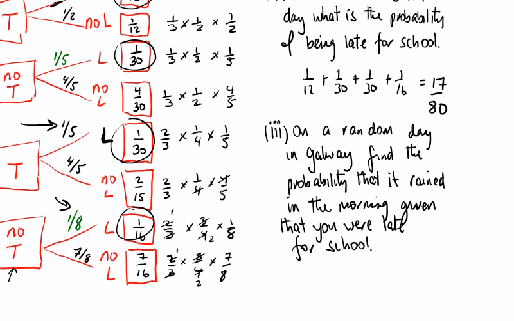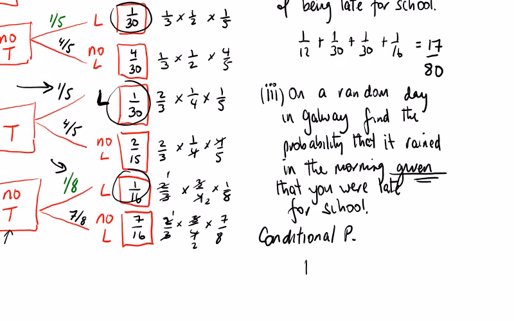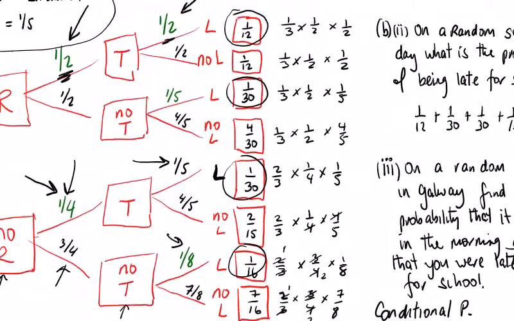The last part of this question, on a random day in Galway, find a probability that it rained in the morning given that you are late for school. So this is your conditional probability. I'll just write P for probability. The probability of A given B is equal to the probability of A intersection B over the probability of B. So if we fill this in, on a random day in Galway, find a probability that it rained in the morning given you were late.